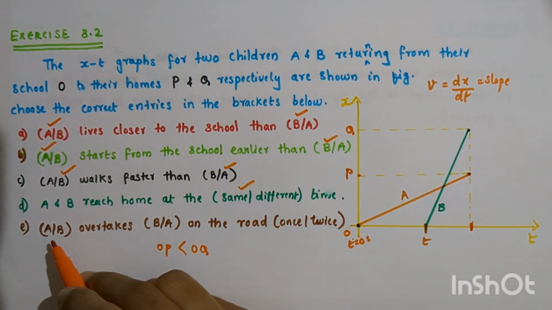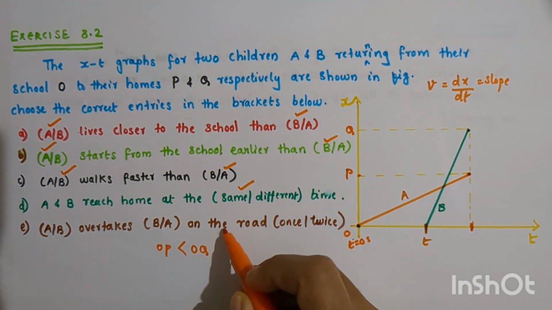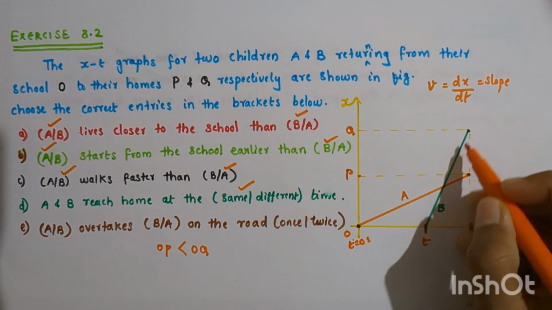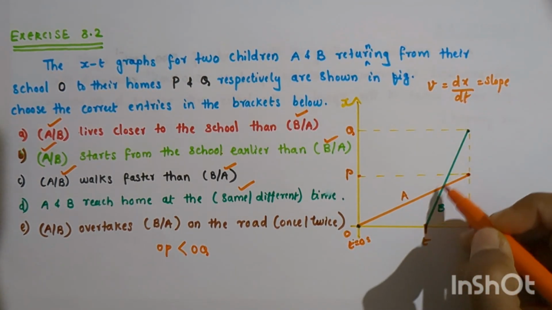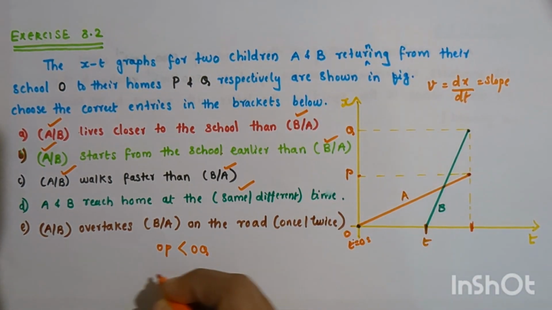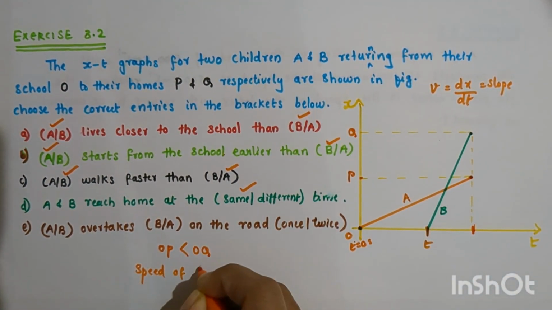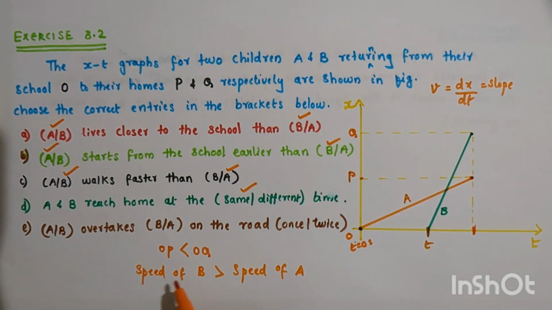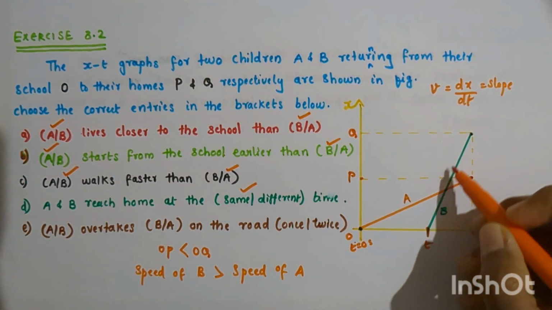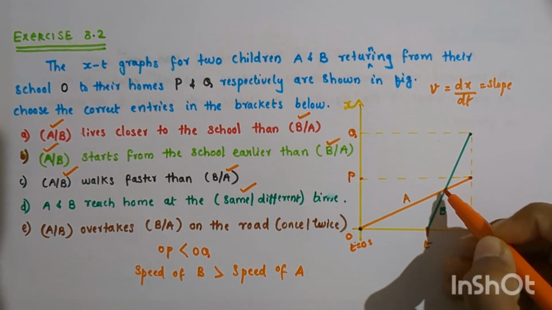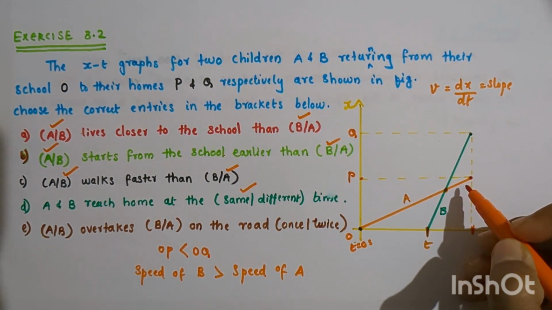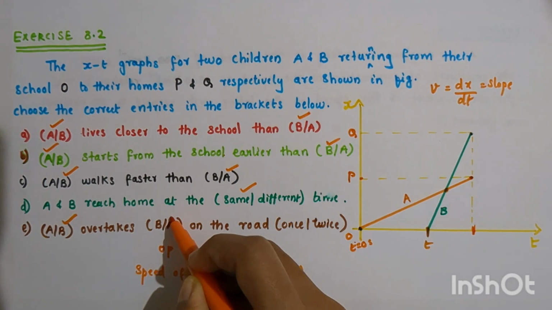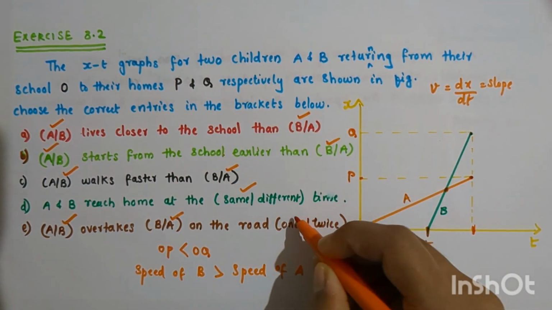Now see the last one, E. A or B overtakes B or A on the road once or twice. So you see, we know that the slope of B is greater than the slope of A. That is, the speed of B is greater than the speed of A. That is, B moves faster. And you see, at this particular point, B overtakes A only once. So B overtakes A on the road once.